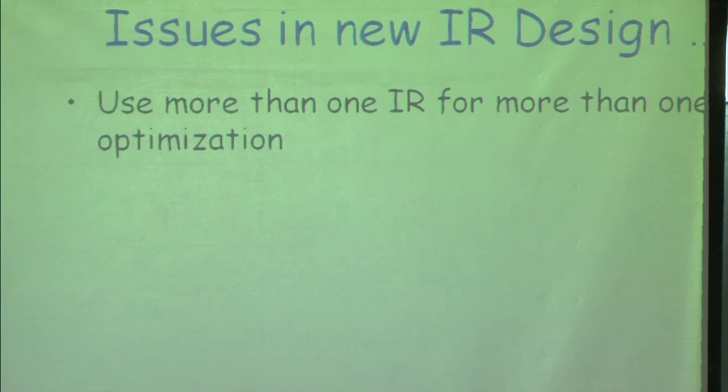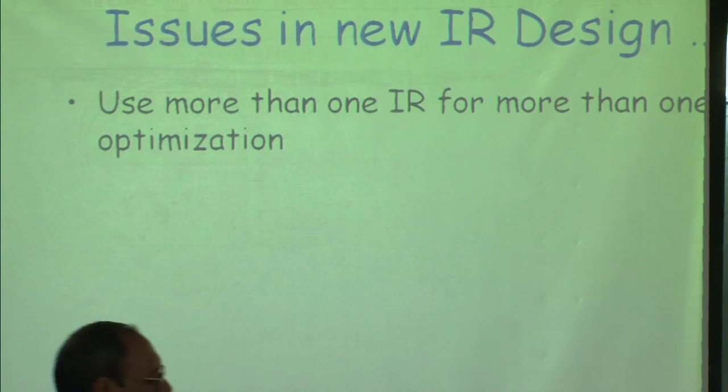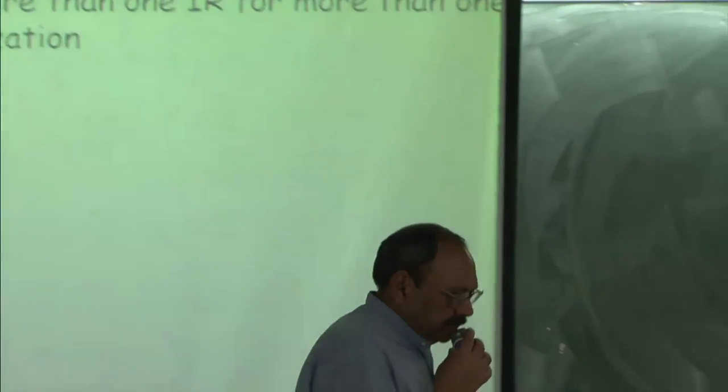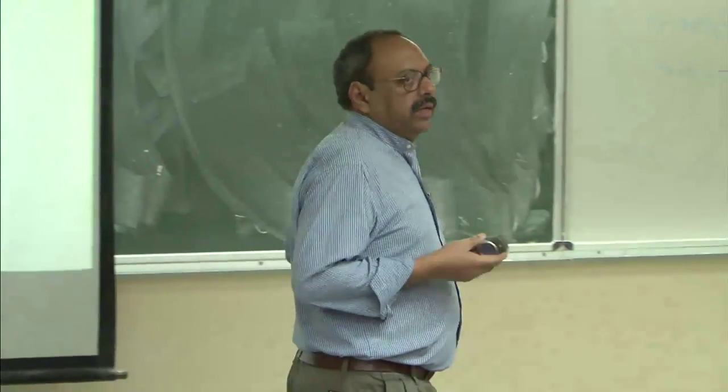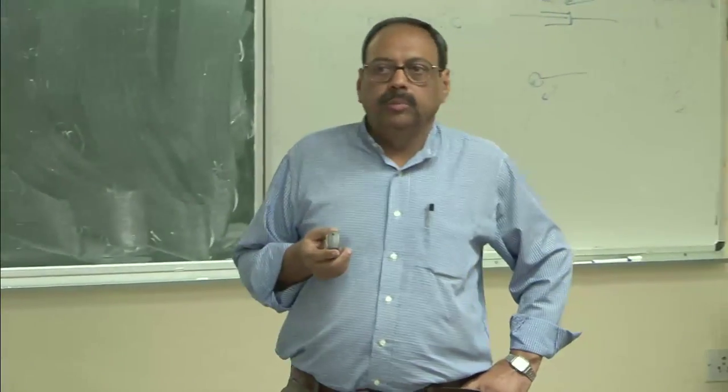Now, why do I need more than one IR for different optimizations? Why may one IR not be sufficient for an optimization?